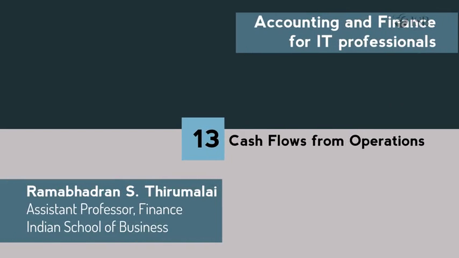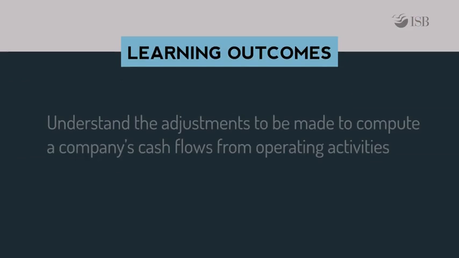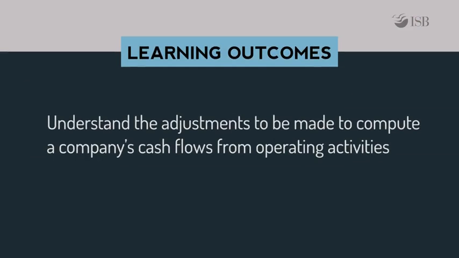Last time we started looking at the statement of cash flows and briefly about its cash flows from operating activities section. In this video, we will look at all the adjustments that need to be made to compute a company's cash flows from operating activities. These include adjusting for non-cash expenses, expenses related to investing and financing activities, as well as cash flows related to current assets and current liabilities.